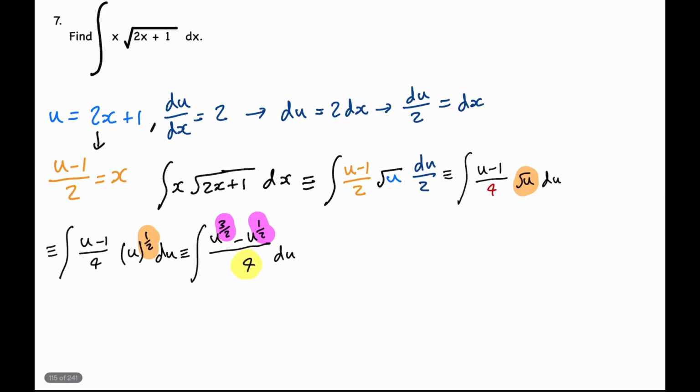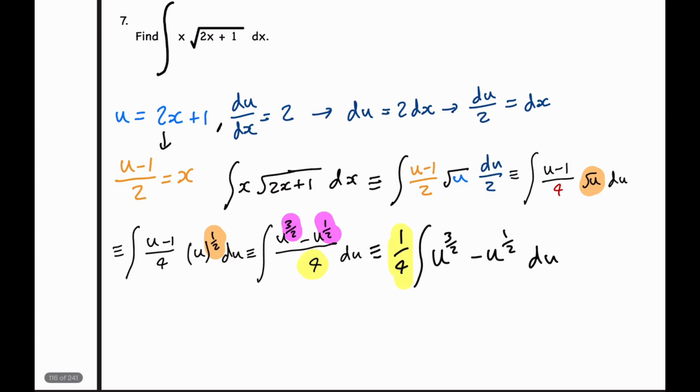Now you multiply each of the terms, so you multiply u to the half times the u and the minus 1. When you open up this bracket, you get u to the 3 over 2 minus u to the 1 over 2, all over 4. And this is very easy to integrate because you have two separate terms here, which are very easy to integrate.